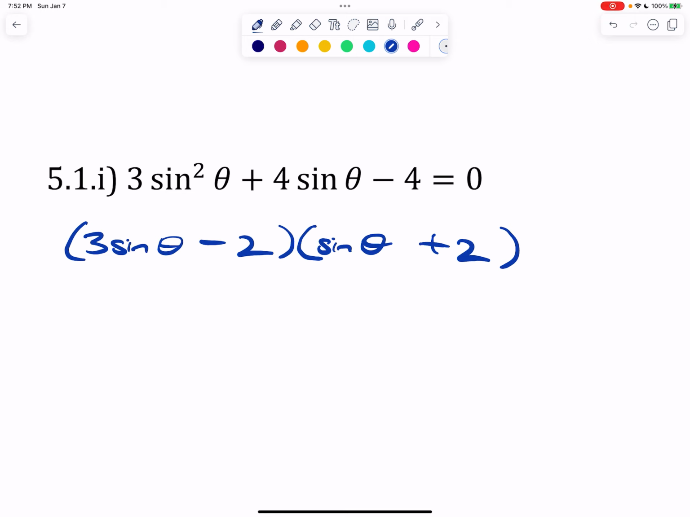This is an expression because there's no equal sign. We still need that right side to be there the whole way through. So this equals 0. Don't lose that part. Don't turn the equation into an expression. That's a big no-no.